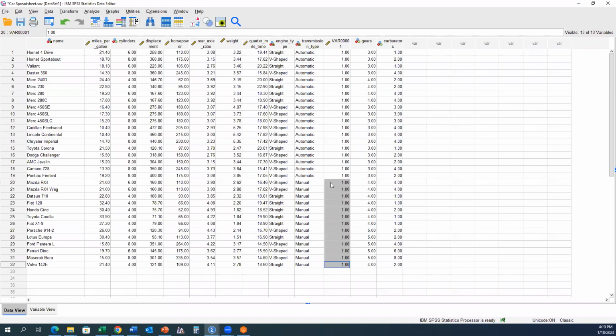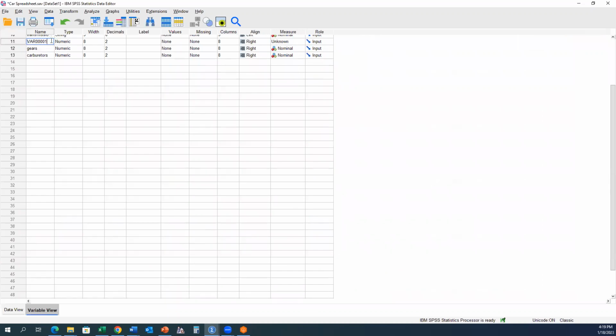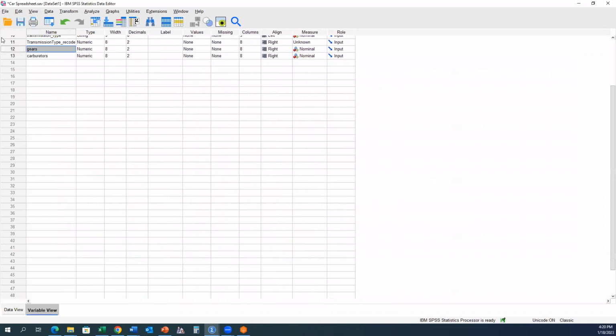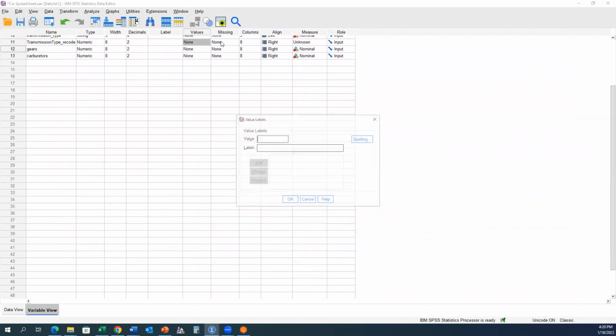Usually the less frequent category is coded higher. So there's fewer manual cars. So manual will be 1. Automatic is 0. And let's give this a name. So this is transmission type recoded. 1 is a manual, 0 automatic.